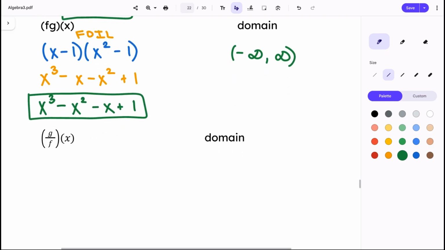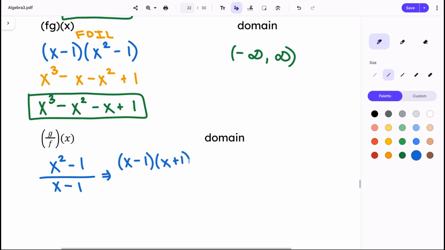Okay, last one though is dividing. So we will have to think about that when we get into writing out our domain. But we're taking g divided by x. G was x squared minus 1, and f was x minus 1. Can you factor the top? That becomes x minus 1 and x plus 1, all over x minus 1.